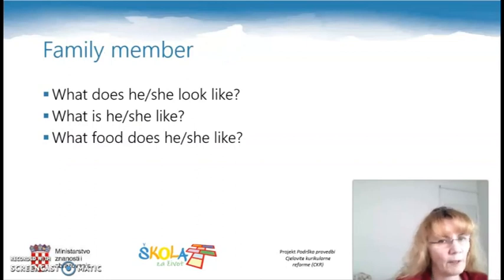You may choose one family member now and talk about him or her. What does he or she look like? What is he or she like? And what food does he or she like? So the first question you will talk about, height. Is he tall or short? And then second question, what is he or she like? You can talk about his or her character. Brave, smart, polite, funny. And you know about the food.